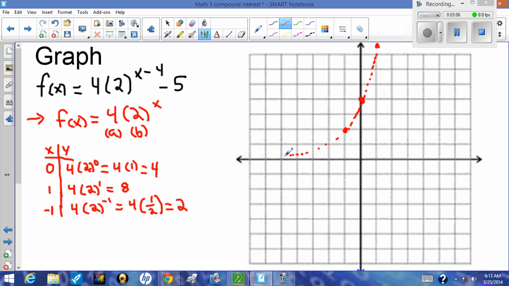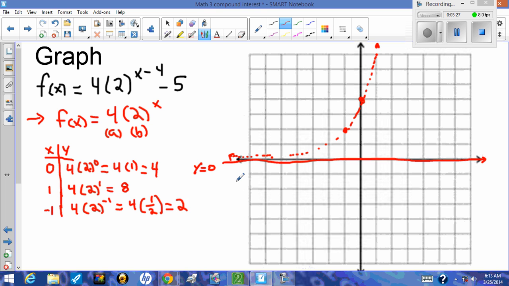And remember, I have the asymptote at y is equal to 0. Okay, so let's remind ourselves, you have this line at y is equal to 0. That means the graph gets really close. It's your asymptote, but never quite touches it.